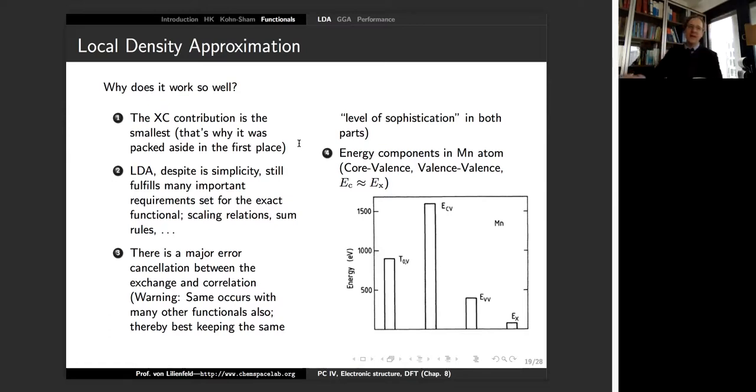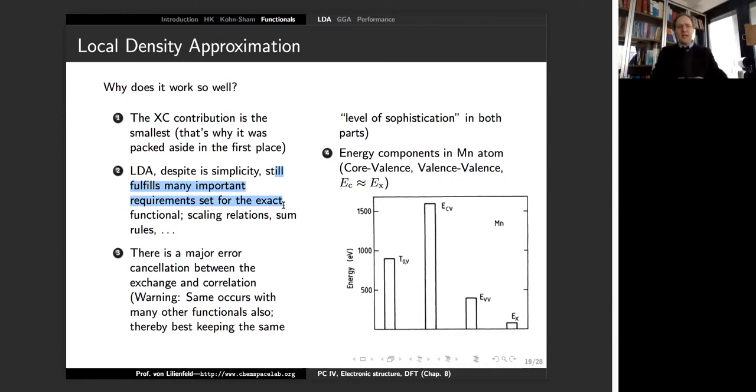Now, LDA is simple, but it still fulfills many important requirements. So it's not a bad thing. If you look at it from the chronological point of view, it's much more sophisticated than Huckel theory and also Hartree theory. So there's a lot of good physics in there, and this can be seen as one of the reasons why it would work reasonably well for these simple properties.